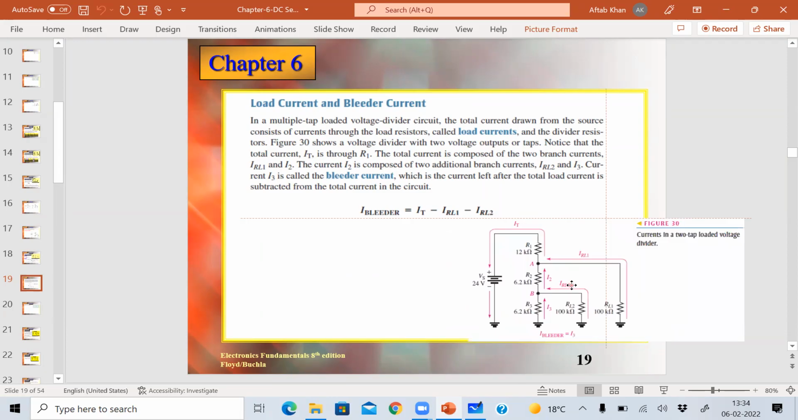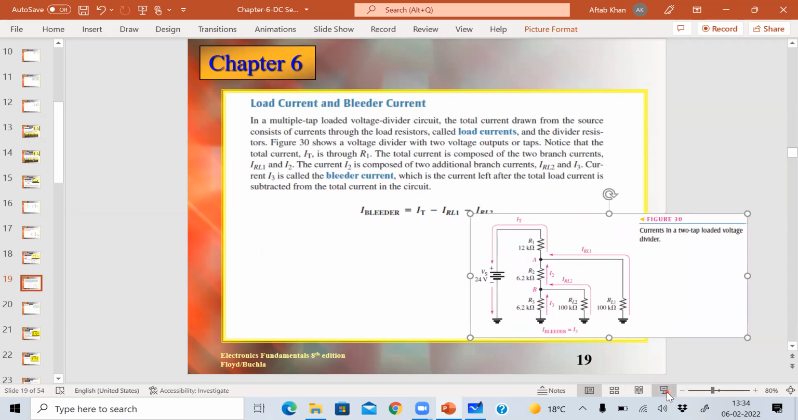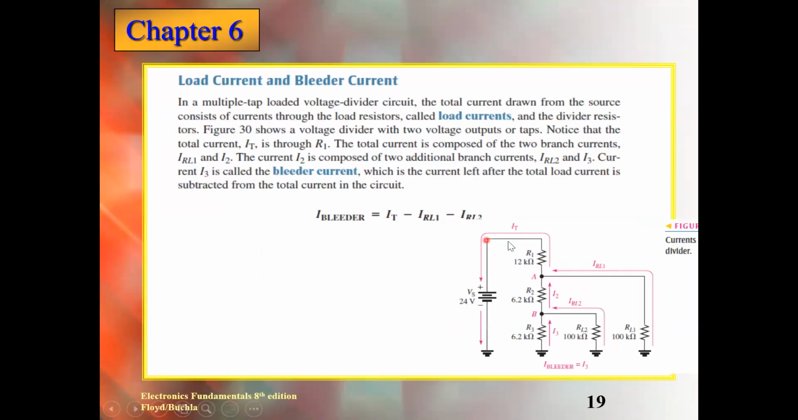Now, see how we can calculate that. If I ask you to calculate all the currents, how can we calculate them? I just want to hear the steps from you. How can we approach it? Because we need to calculate all the currents, and finally the bleeder current. It's a simple circuit. We need to simplify this one first.